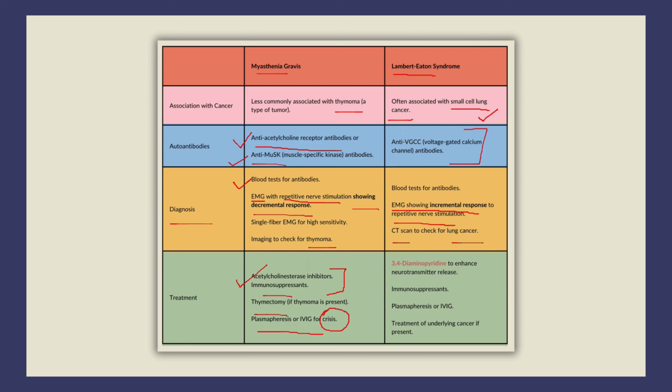While in Lambert-Eaton syndrome, 3,4-diaminopyridine is the drug of choice. It increases neurotransmitter release, which is the acetylcholine release in the cleft, by blocking the potassium channels. So this is the drug of choice in Lambert-Eaton syndrome. The other treatment is similar to myasthenia, which is immunosuppressants and plasmapheresis or IVIG in crisis. And also you have to treat the underlying cancer, because treating the underlying cancer can also help in resolving the symptoms of Lambert-Eaton syndrome.